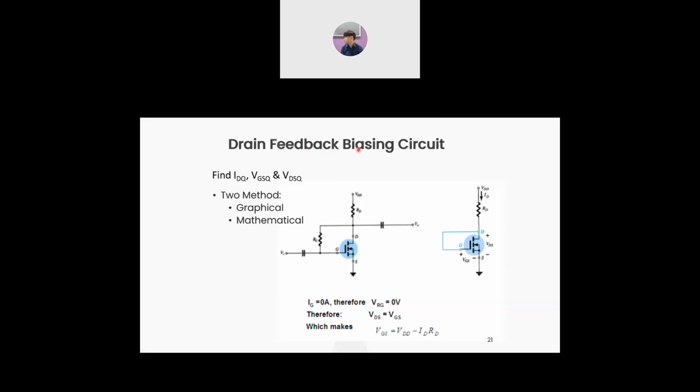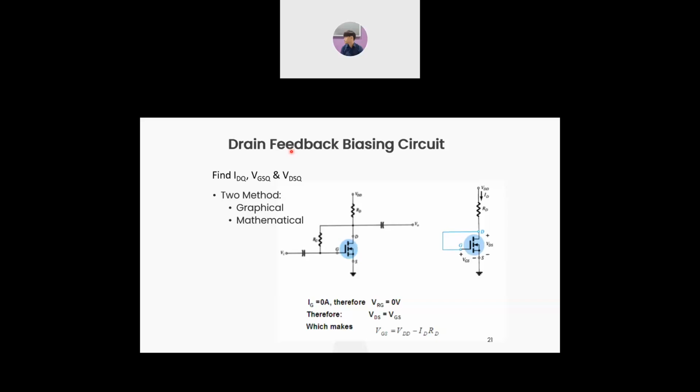Drain feedback biasing circuit. When we have feedback, it means there is something from somewhere going back to somewhere, a connection from one part to another part. For example, some of the output going back to the input. Not necessarily the input, sometimes the middle point. Feedback just means a value that has been produced is being used again.